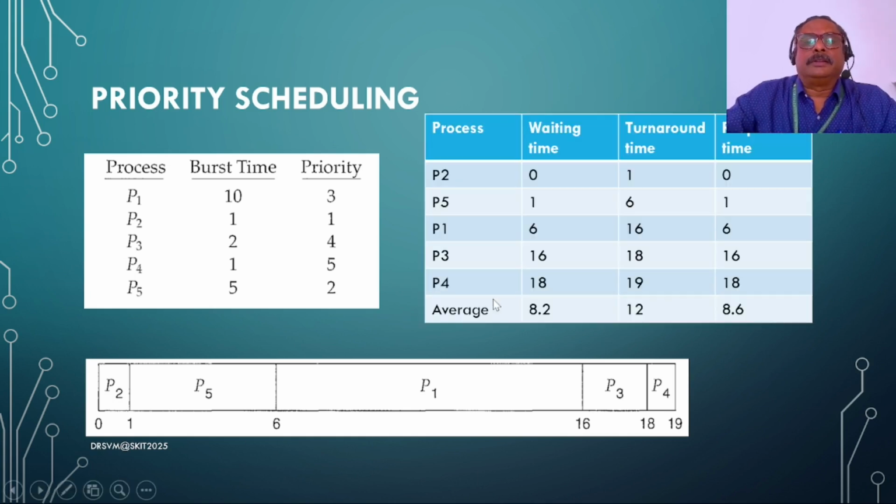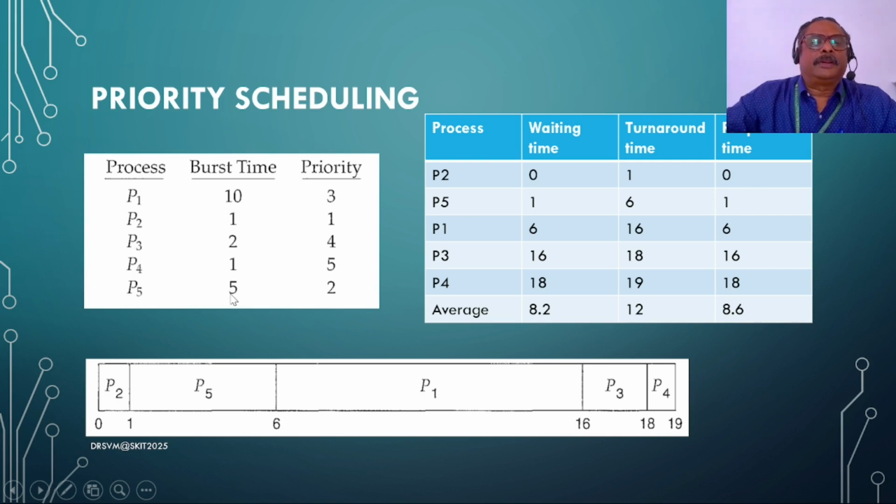So if I calculate these things, then P2 immediately starts, so nothing to wait, so it has got a waiting time 0, and the duration burst time of P2 was 1, therefore the turnaround time is 1, and it immediately got the response, therefore the response time is 0.